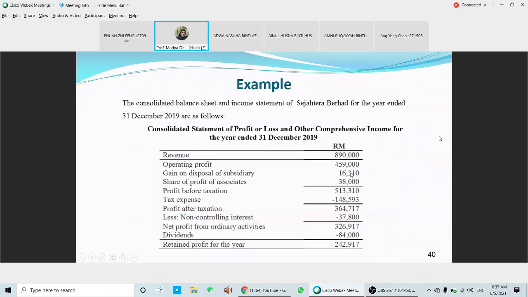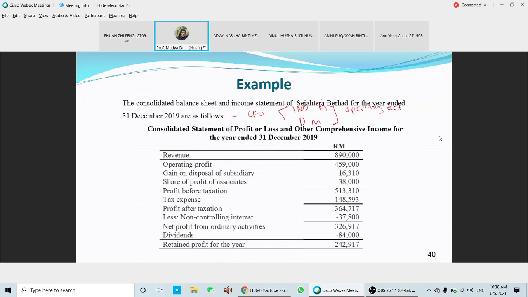Okay, so this is what you have for the consolidated statements: balance sheet and income statement for Sejahtera for the year 2019. The question here is to prepare the cash flow statement using the direct and indirect methods. The indirect and direct methods here are only for the operating activities.